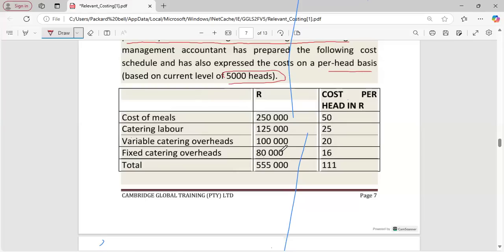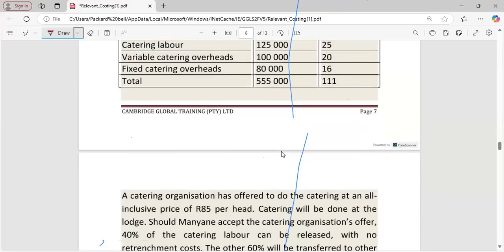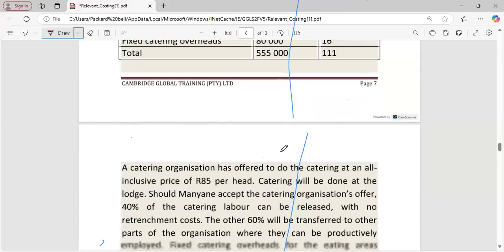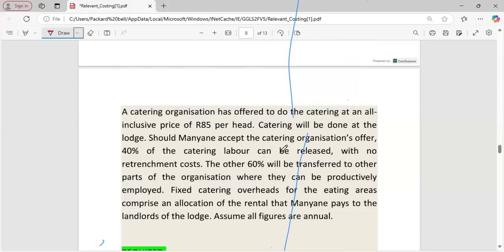Normally, note your additional information. Mostly our additional information, that's where we get our answer. In our MAC, your additional information is very important. That's the answer, the additional information. So let's look at the additional information here.